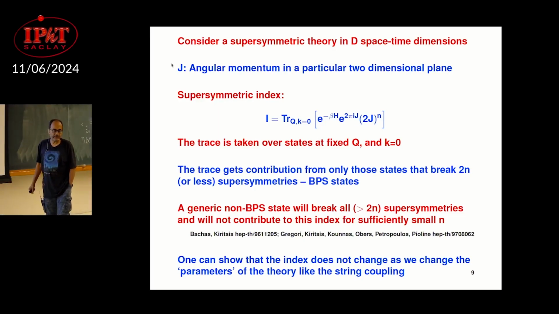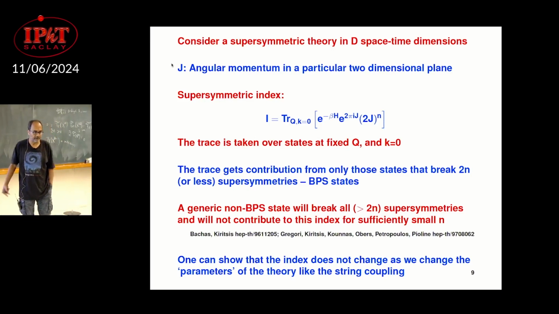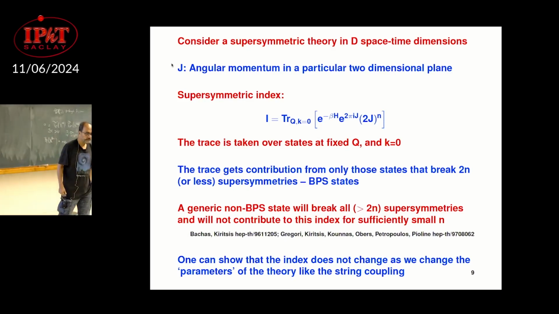If you are trying to calculate supersymmetric particle-like states, we have to allow n to be non-zero. But for appropriate choice of n, we can ensure that a generic non-BPS state will not contribute because it breaks all supersymmetries. But BPS states, which break less than 2n supersymmetries, will contribute to the index.